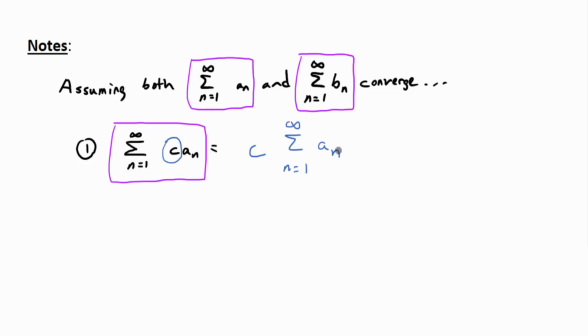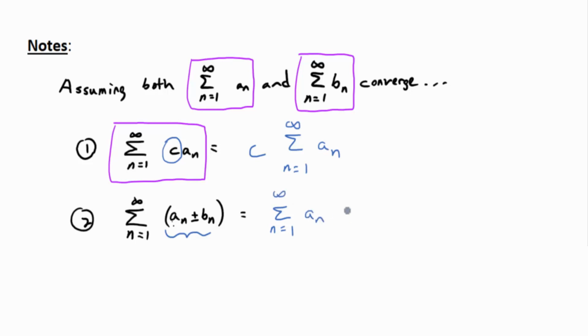So that's an important property. And it works if the sum of a sub n converges. If it doesn't, it's complete nonsense to pull out the c. Okay, and then how do you think you could rewrite the sum of the sum or difference of a sub n and b sub n? Make it the sum from n equals 1 to infinity of a sub n, and then separately plus or minus, it works for minus too, the sum n equals 1 to infinity of b sub n.